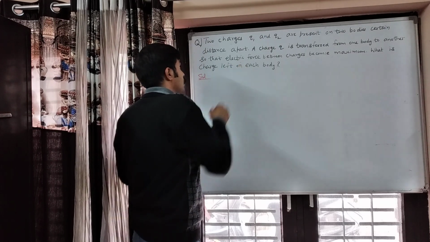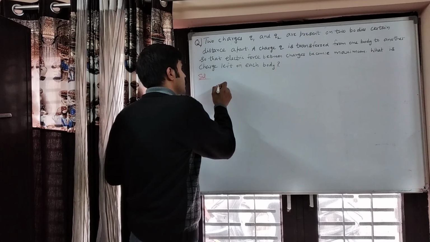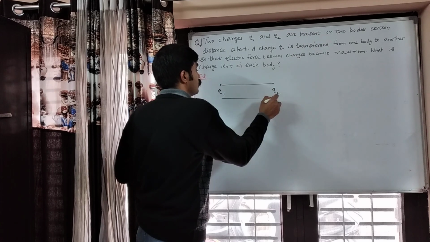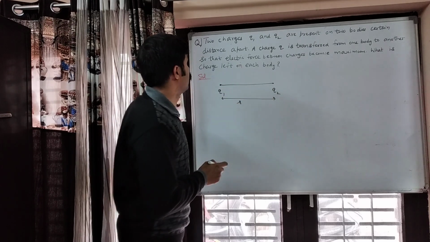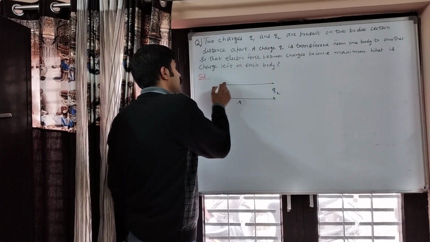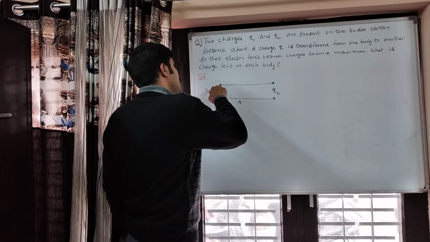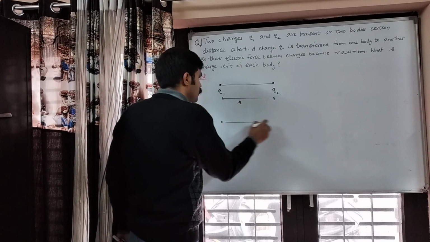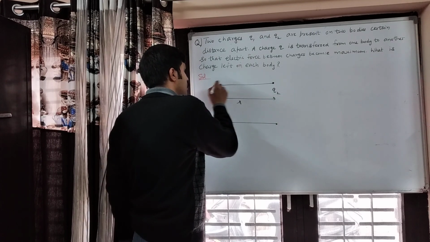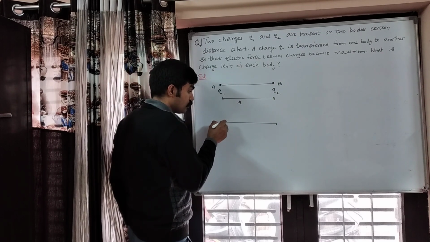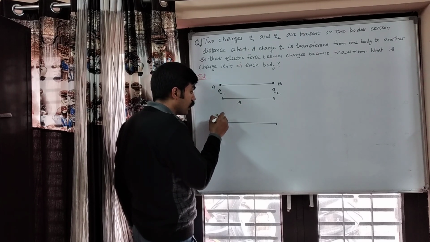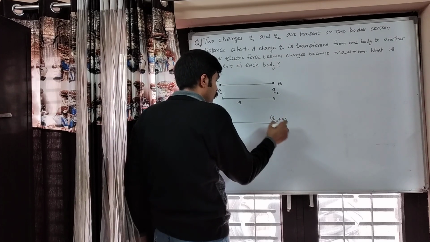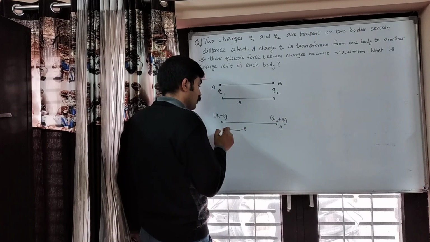Students, note that in this question you are given two charges Q1 and Q2. You are not given the distance between the charges. This distance is unknown. And then you are told that some charge should be transferred from one body to another. Suppose you transfer the charge Q from body A to body B. Then the charge left on body A will be Q1 minus Q, and the charge on body B will be Q2 plus Q. R will be the distance between the charges.